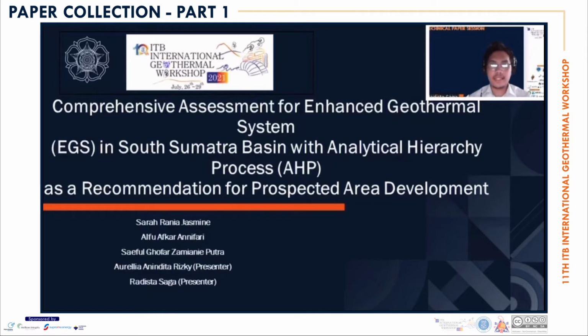Good afternoon, panels. On this occasion, we would like to present our paper submission under the title Comprehensive Assessment for Enhanced Geothermal System or EGS in South Sumatra Basin with Analytical Hierarchy Process or AHP as a recommendation for prospected area development. This paper is written by 5 authors from Universitas Gadjah Mada. The first one is Alfu Afkar Annifari, and then Rania Jasmine, Saeful Ghofar Zamianie Putra, Aurellia Anindita, and me, Radista Saga.